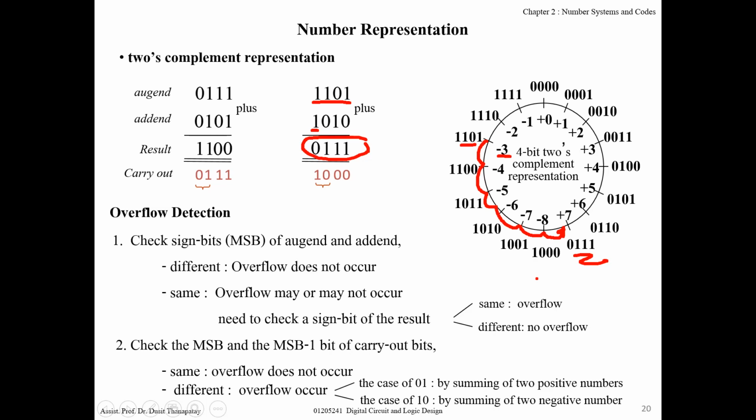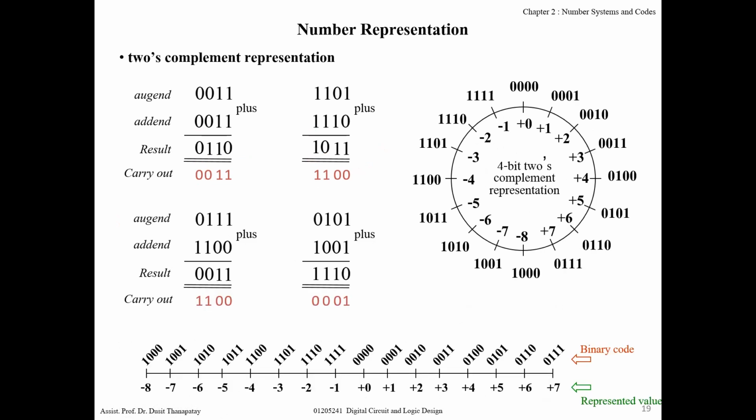Okay, so if you do the addition between a positive number and a positive number, and your result is negative, it's not correct, right? That means overflow occurs. If you do addition between a negative and a negative number, and your result begins with 0, or is positive, that means overflow occurs. Okay, back to this one.